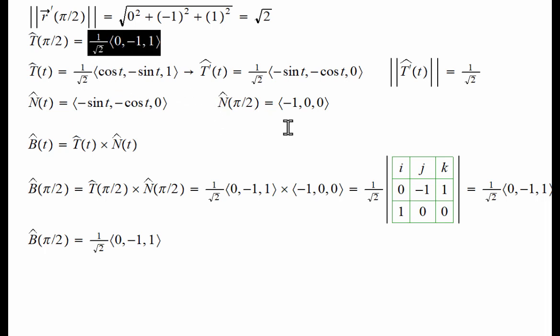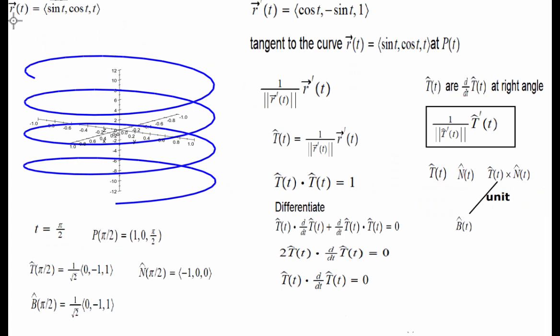So here we got the frame of reference. This is our tangent vector, normal vector, and this is the binormal vector. Let's go ahead and see how their sketches will look on the curve. Here we got our helix, and the coordinates of the point P at pi over 2 will be 1, 0, pi over 2. And here we got the tangent, normal, and binormal. If we graph that in MuPAD, I'll post a separate video showing you the details of graphing it in MuPAD.